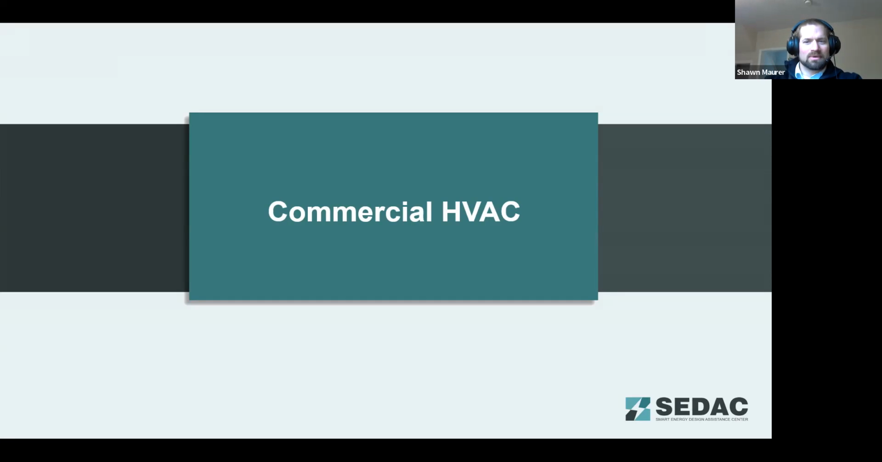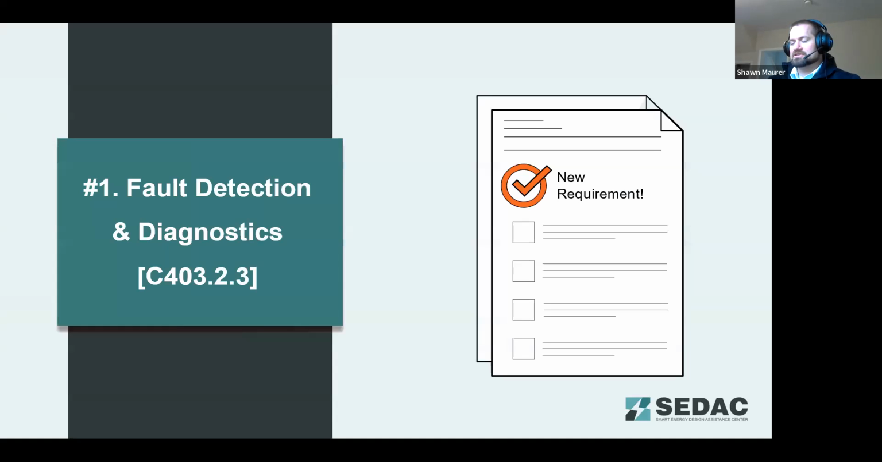The first thing we're going to talk about in the commercial HVAC systems is an expansion of fault detection and diagnostics. In the 2018 IECC, this was required for economizers.